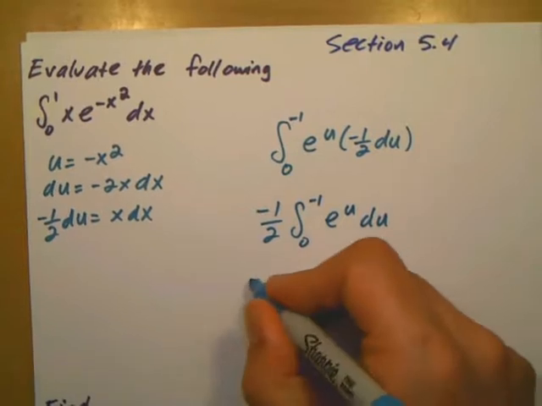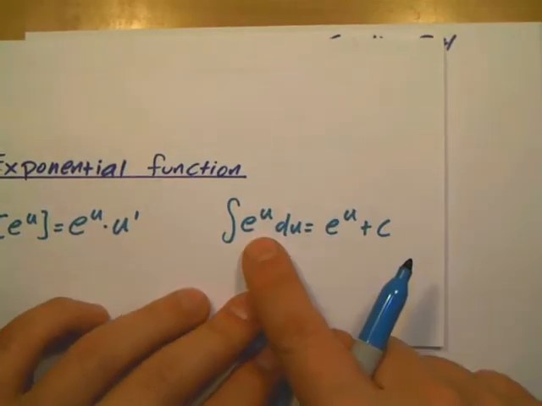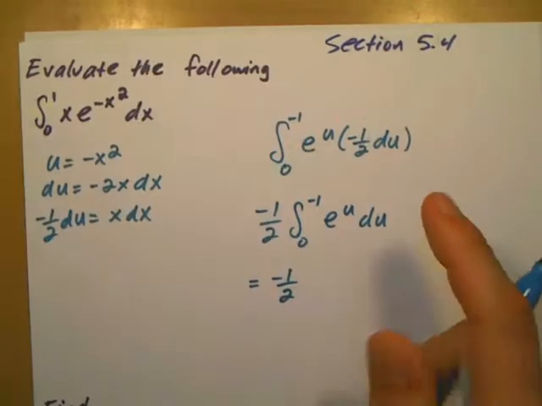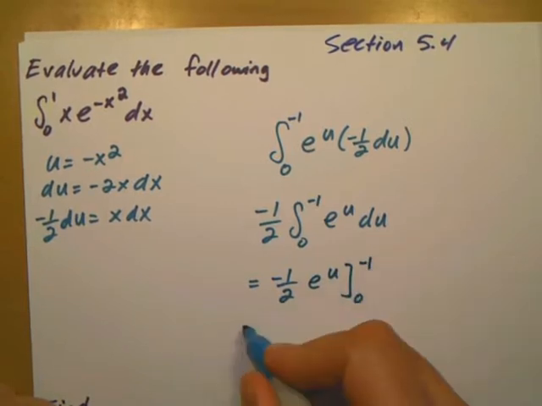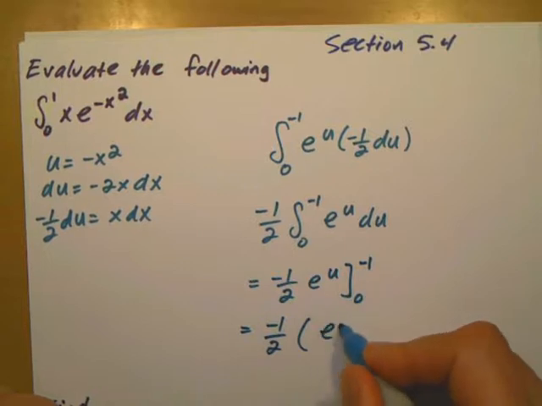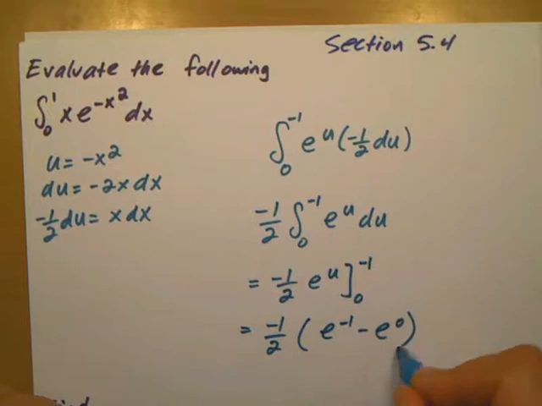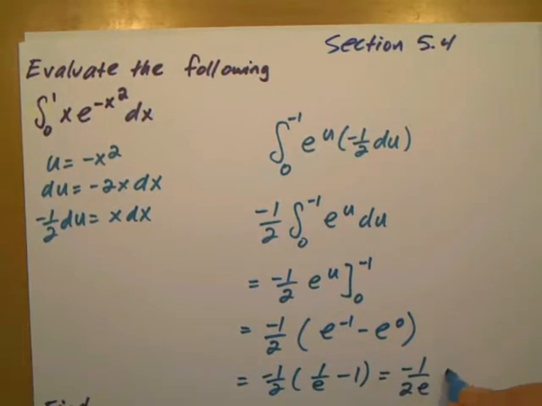And I go ahead and simplify this some more. It's going to be negative 1/2. Antiderivative of e to the u is itself, e to the u. And my lower limit is 0, upper limit is negative 1. I'm going to go ahead and put this negative 1/2 out in front and then plug in my limit, so e to the negative 1 minus e to the 0. And what I can do is I can distribute this negative 1/2 once I have this simplified. e to the 0 is going to be 1, so my answer is going to be negative 1/2e plus 1/2.